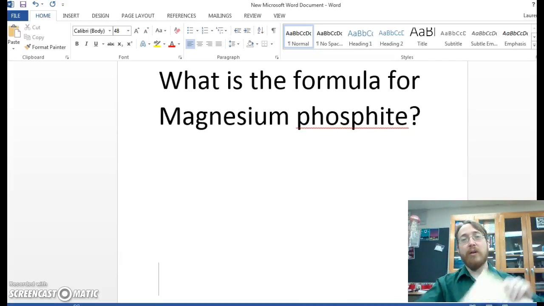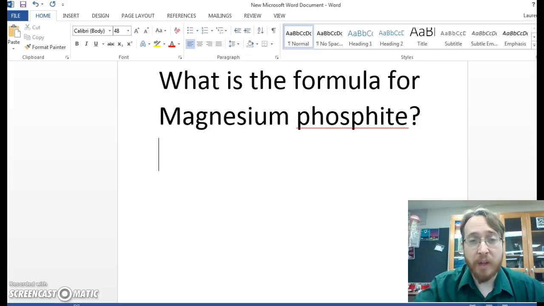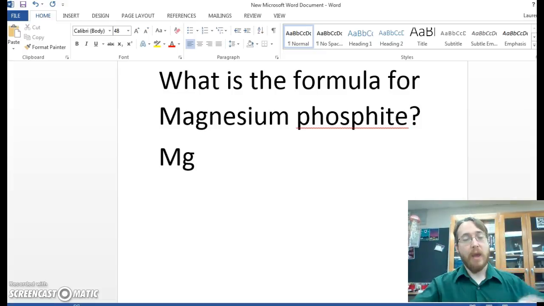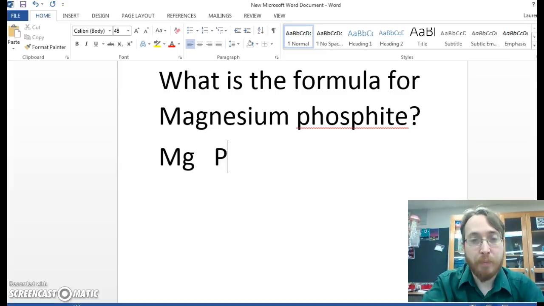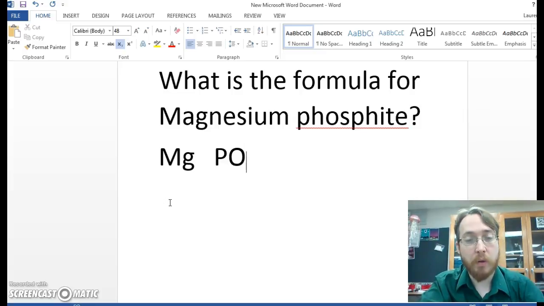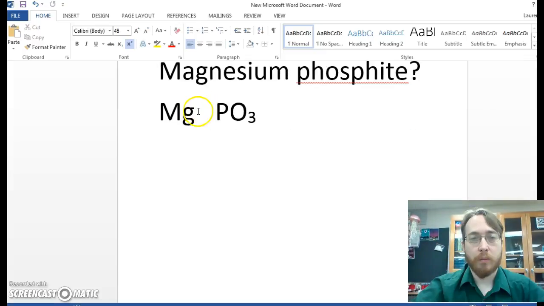What is the formula for magnesium phosphite? Well, here we do everything like we did before. We find the symbols. So magnesium, that symbol is Mg. And now we have to look in the back for phosphite. Phosphite is a -3 ion, and it is PO3. That is the symbol for phosphite. So now we have our 2 symbols. Next, we need to find the charges.